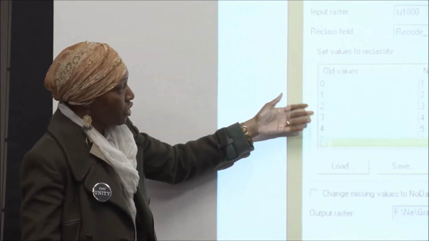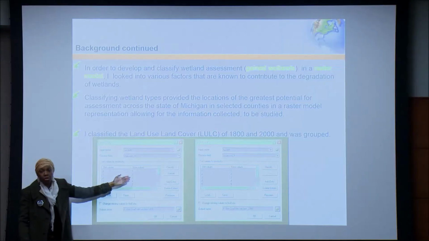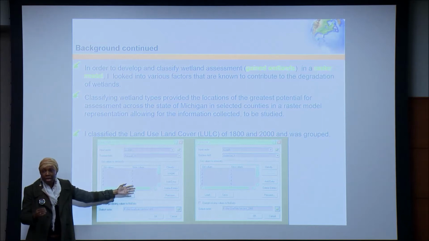So here is where the methodology came into play. In order for me to find out the loss of wetland, this is the classification method. Basically, what I used to do that was the land use land cover of 1800, as well as 2000 at the time. As you can see here, these were the old values, and I needed to change these values so that I could reclassify them to a new value, which is the value that I'm going to use to do my calculation.